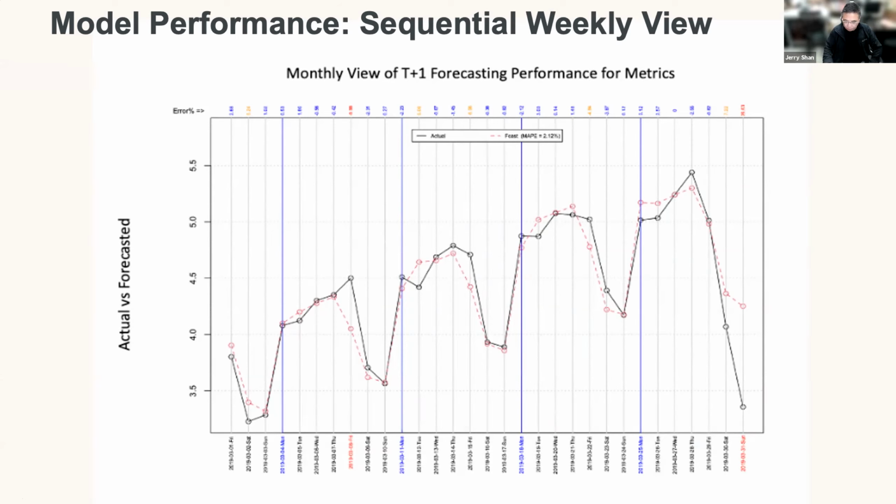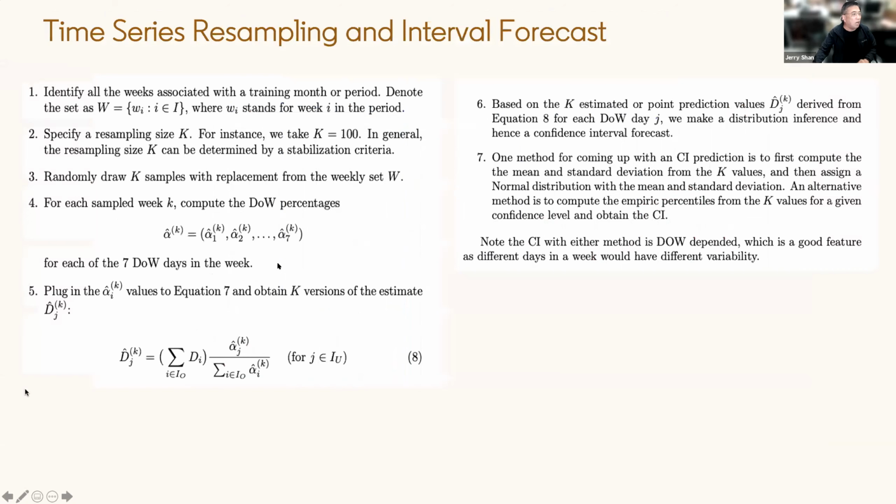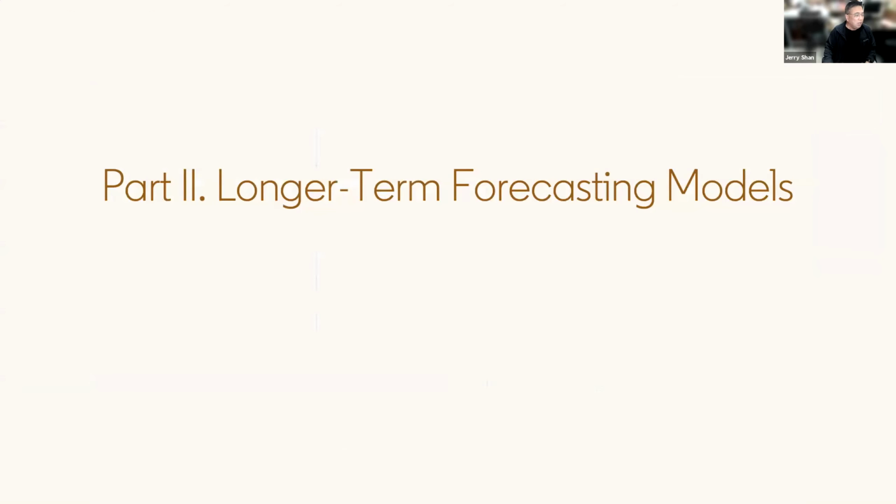So this is good for point forecasting. And then we also have a solution for confidence interval forecast. This uses the resampling method, generalized from the regular IID situation to the time series situation. In the interest of time, I skip from here, but the idea is to use the resampling method in the time series setting. Now, we have 6 more minutes.